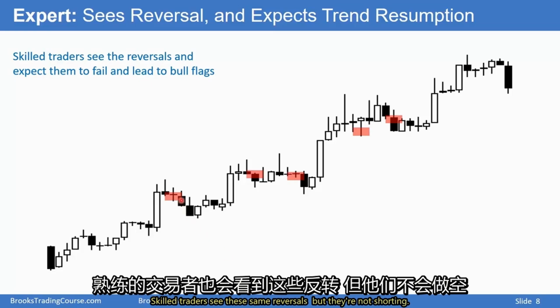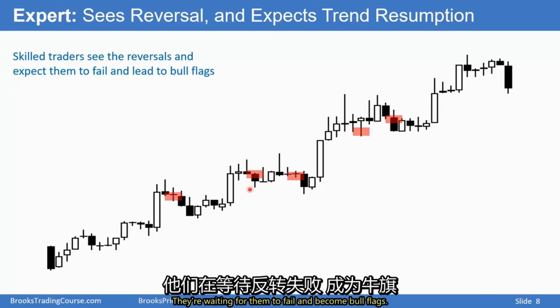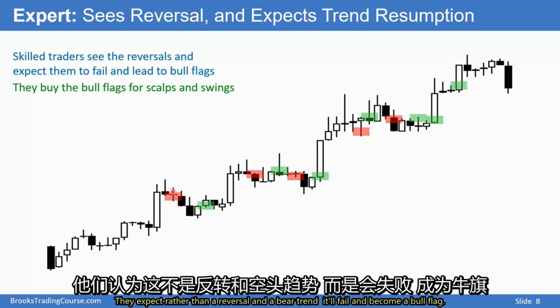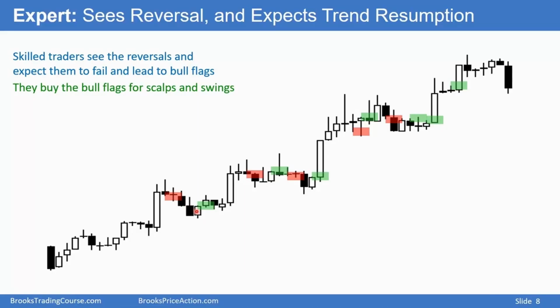Skilled traders see these same reversals, but they're not shorting. They're waiting for them to fail and become bull flags. They're buying the reversal up. They see the reversal down. They expect rather than a reversal and a bear trend, it'll fail and become a bull flag.